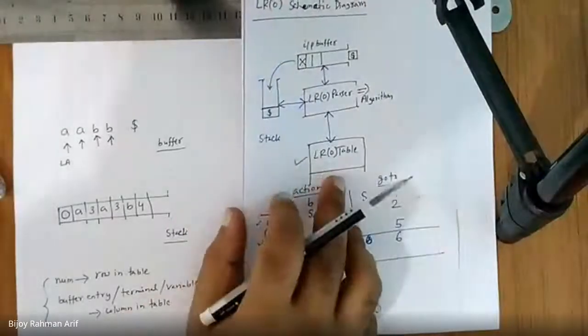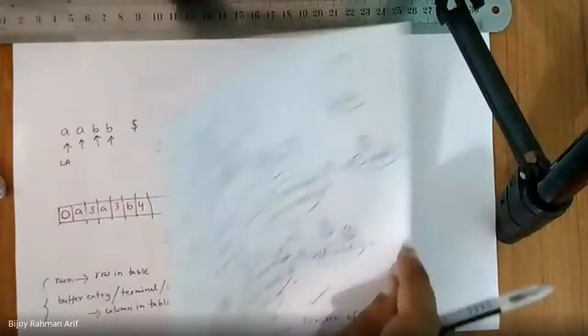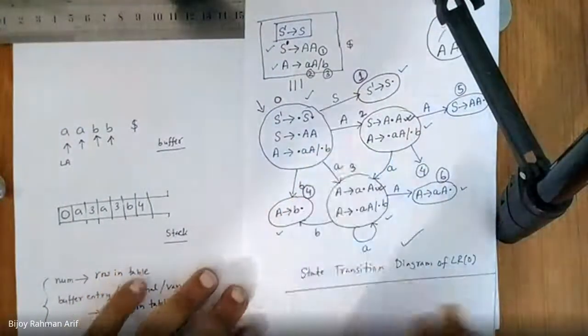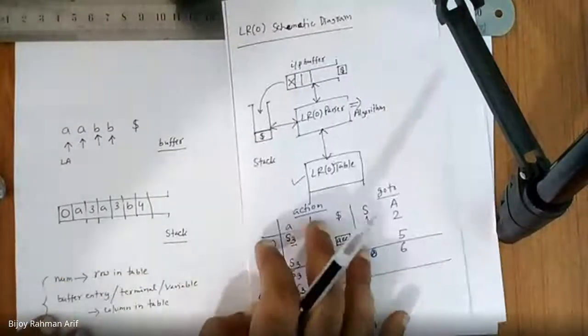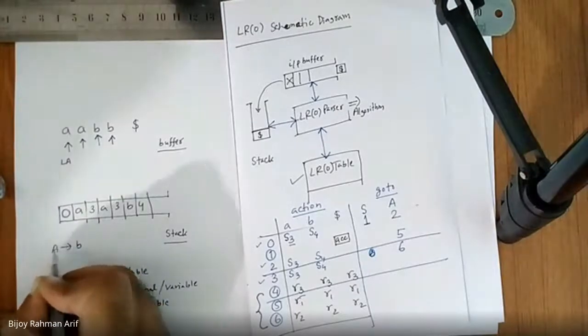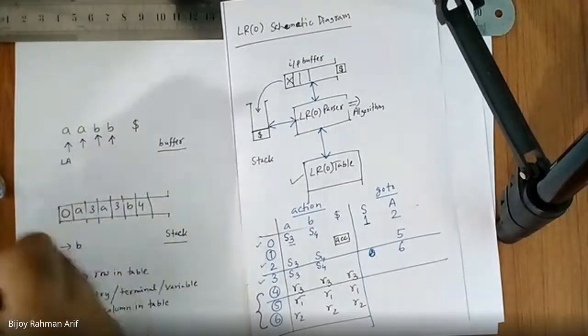What is the entry? R3. That means now I have to reduce. So what is the reduction? Rule number 3 is nothing but this one. B should be reduced to A. Whenever you get B, make it A.